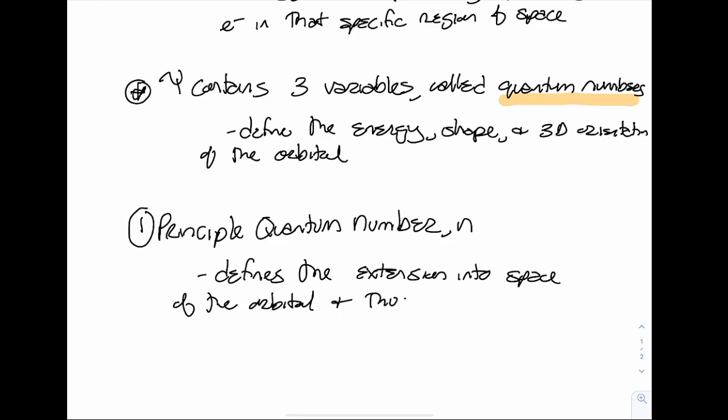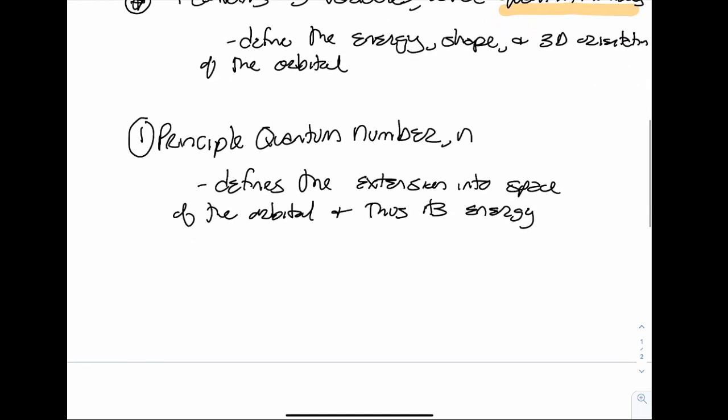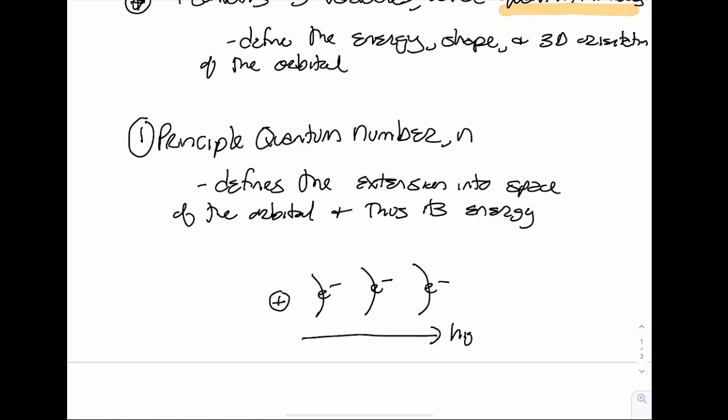And thus its energy. So when I draw those little cutaway pictures of our atom, I could have an electron here, or an electron here, or an electron here. As I go in this direction, it extends further into space, so it's higher in energy.